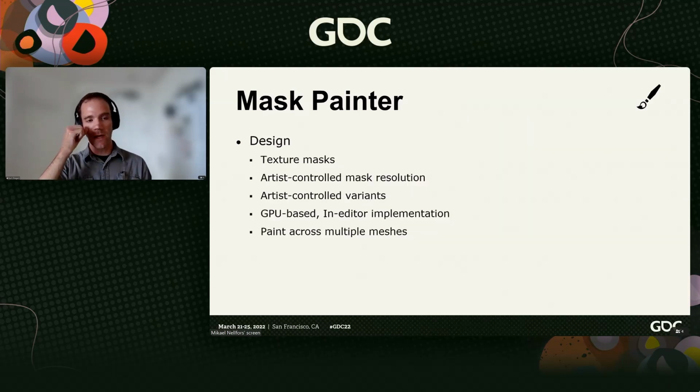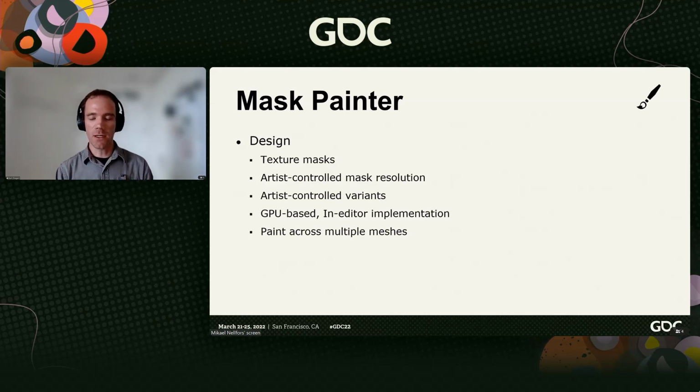So for the design of the mask paint system, one of the first decisions we made was to go with texture-based masks rather than vertex colors to drive the material blends. One of the main reasons for that was that with vertex color-based material blending systems, you can get pops between the geolods. The shape of a rust patch, for example, can shift by a surprising amount in between geolods.